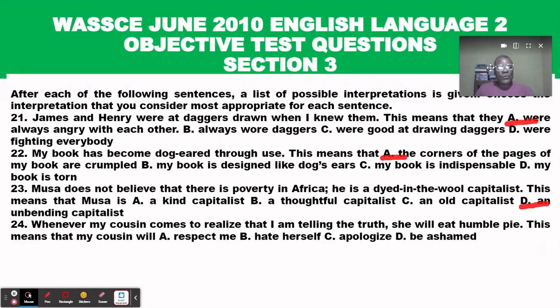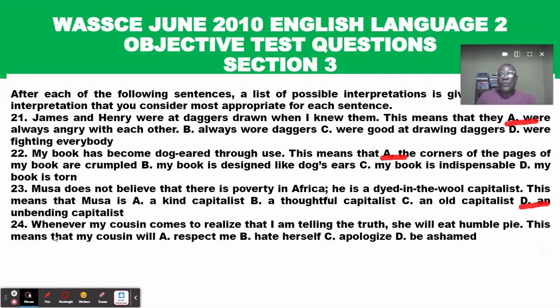Now, let's go to question number 24. Whenever my cousin comes to realize that I am telling the truth, she will eat humble pie. Now, when you eat humble pie, it means that you accept that you were wrong. All right? You accept that you were wrong and possibly you apologize. That's what it means to eat humble pie.